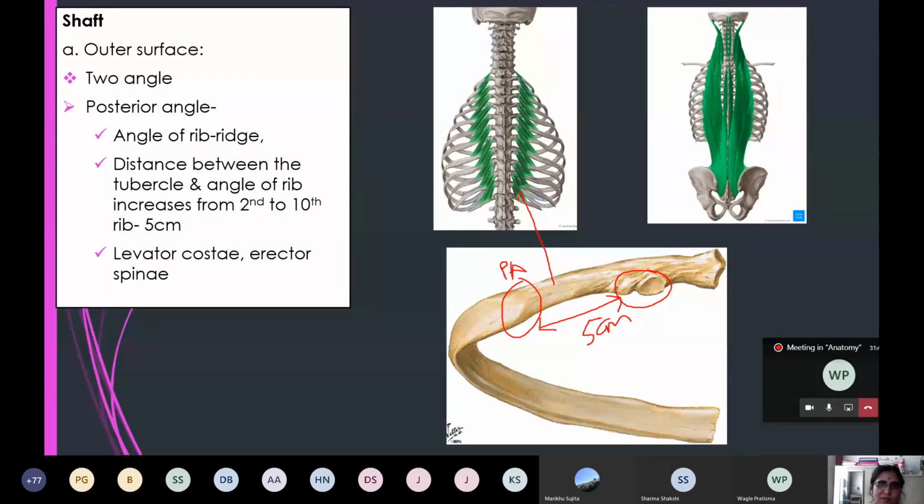In this area, there is attachment of two important muscles. This muscle is known as levator costae. And this is the big muscle which produces extension of the vertebral column. This muscle is known as erector spinae.